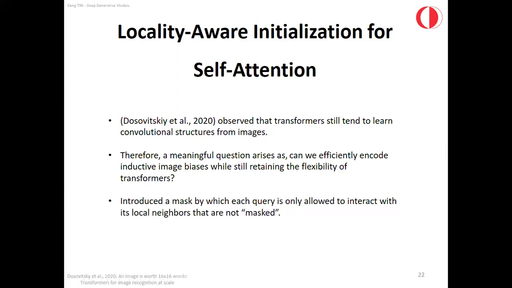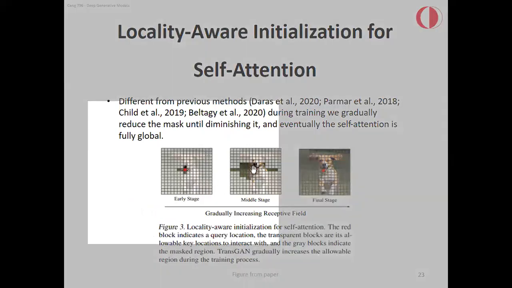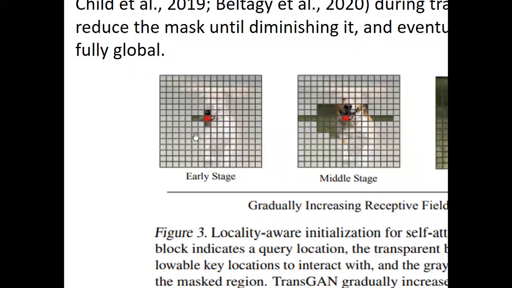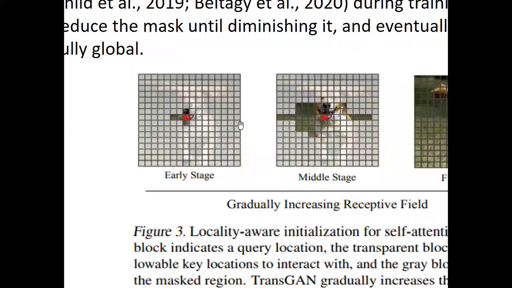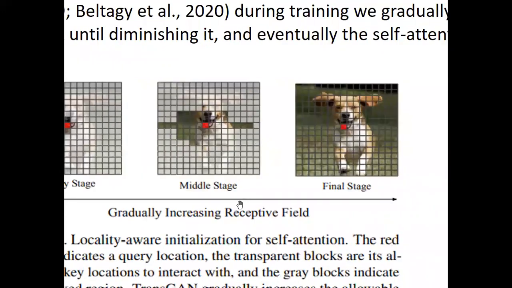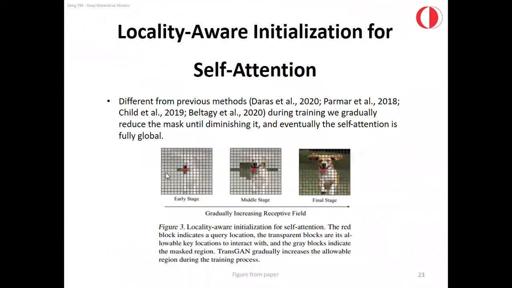It's something like in graph neural nets. We have each neighborhood. When we go deeper, we have larger neighborhoods, as shown here. In the earliest stage, we have fewer neighborhoods, but in the middle, as we go deeper, the masks diminish. At the end of the stage, we have the full image. So they just introduced this mask.